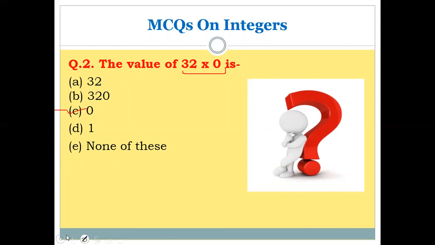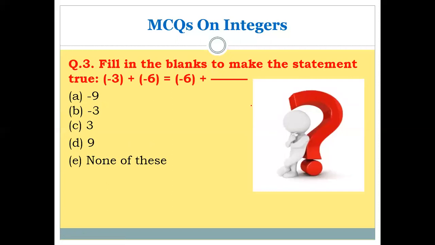Now next, we have question number 3, fill in the blanks to make the statement true. Here on the LHS, we have minus 3 plus minus 6, and on the RHS, minus 6 plus a blank. So which value is supposed to be written here so that the result will be the same? So we see that here we have the commutative property over addition. So the correct answer is minus 3. B is the option. When you write minus 3 on the RHS, the sum will be minus 9 on both sides.